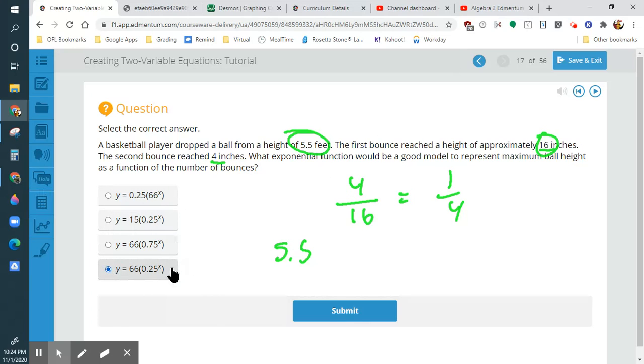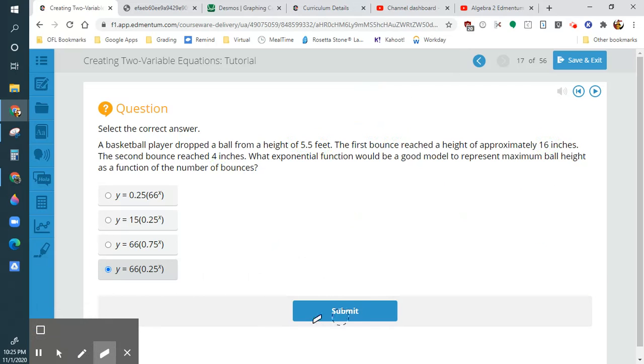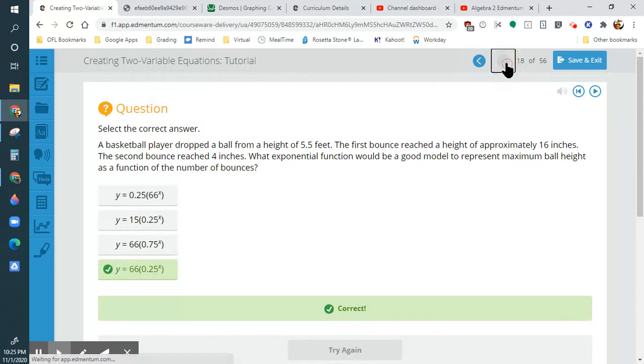So 66 and 1/4. Again, if you would have done it the other way, it would have been something like 16 minus 4 over 16. You get 3 over 4, and then you still have to do the 1 minus 3/4. Always remember new over old. It's the easiest way to do this. I don't know why Edmentum gives you that really complicated way of doing it. So we get that. Moving on to the next one.